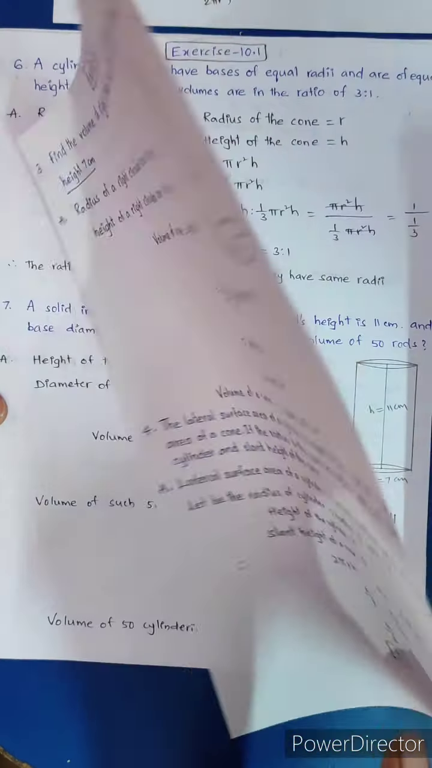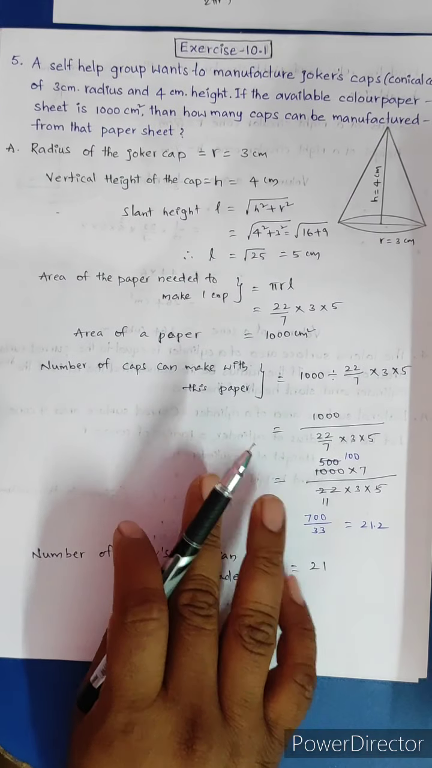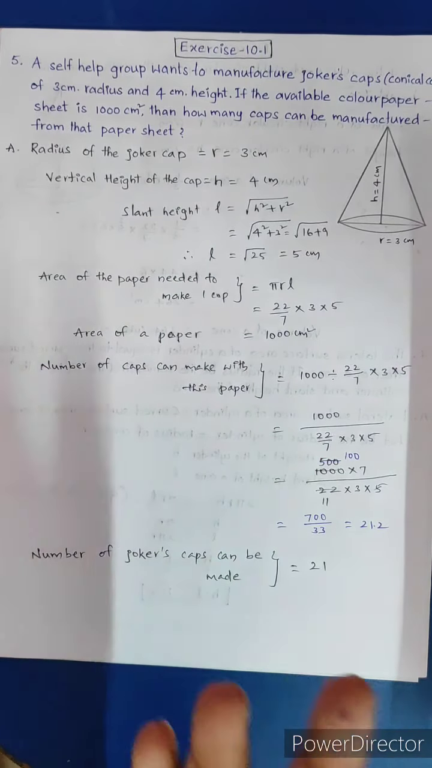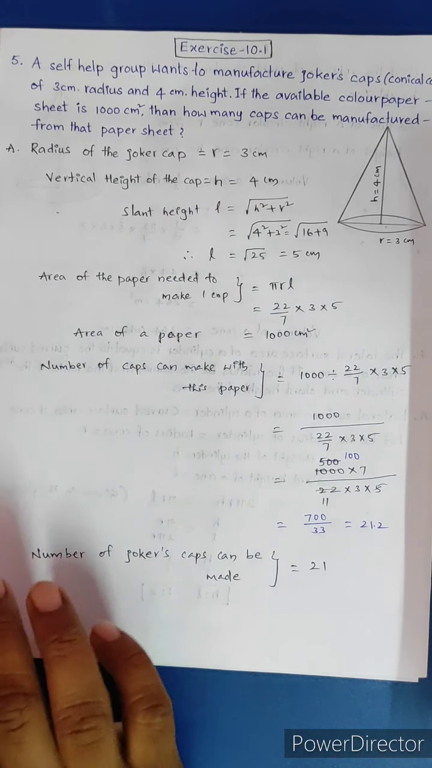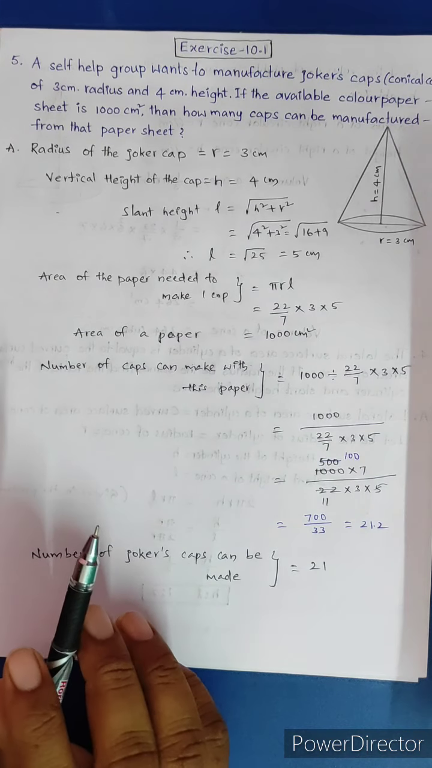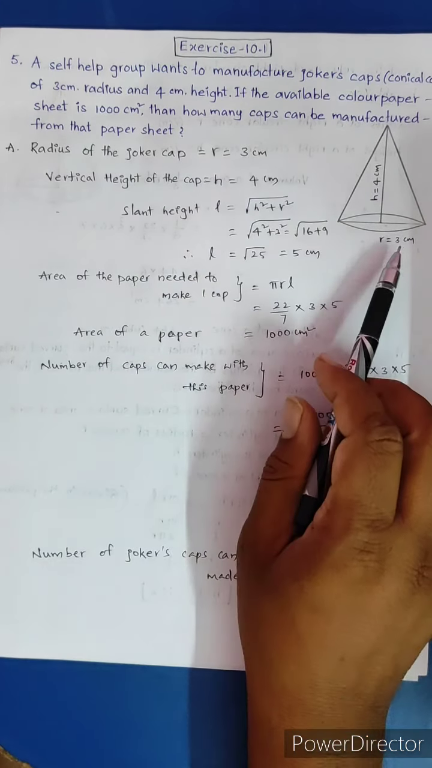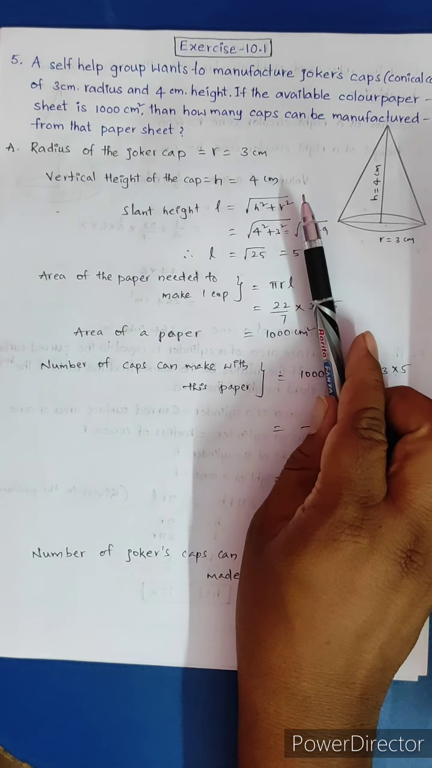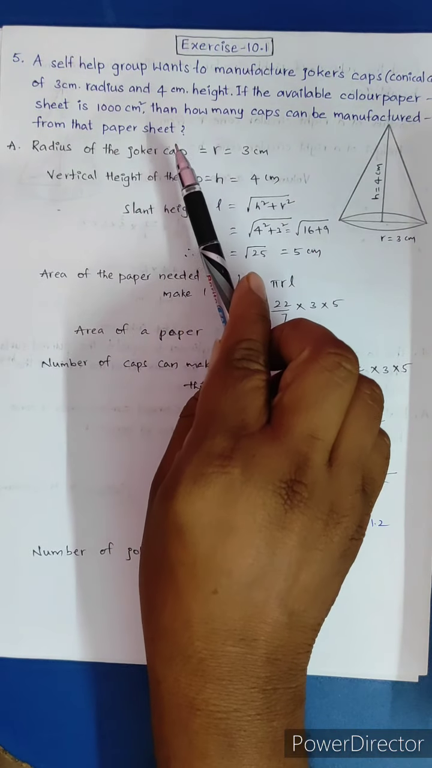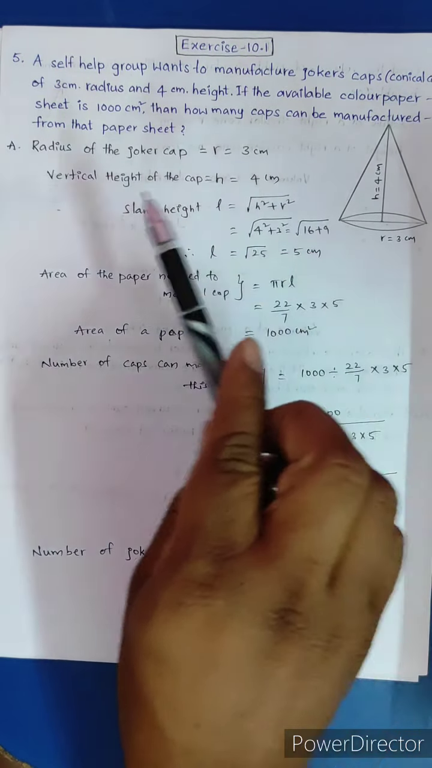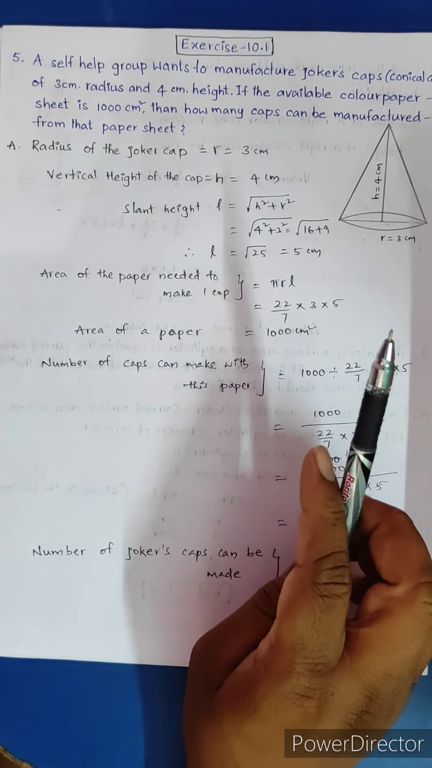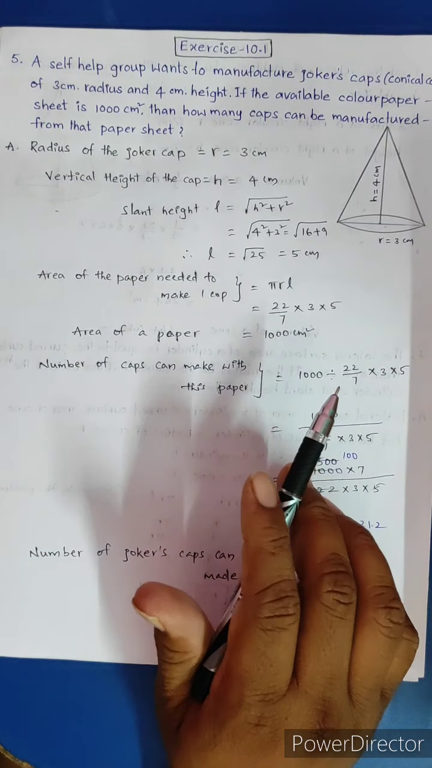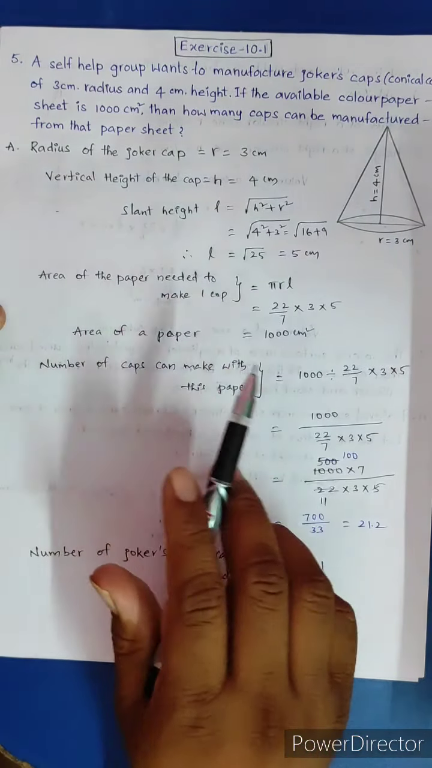Okay, now the fifth problem. A self-help group wants to manufacture Joker's caps, that is, cone-shaped caps of 3 centimeter radius and 4 centimeter height. If the available color paper sheet is 1000 centimeter square, how many caps can be manufactured from that paper sheet? Radius of the Joker cap R is equal to 3 centimeter, vertical height of the cap H is equal to 4 centimeter.